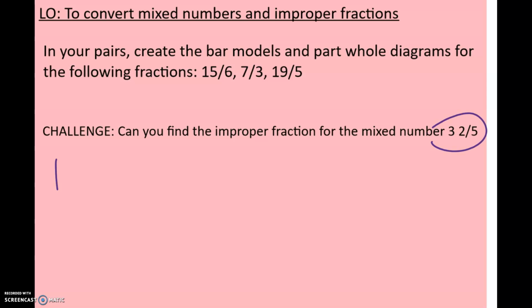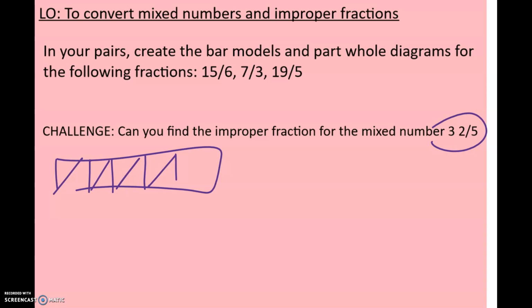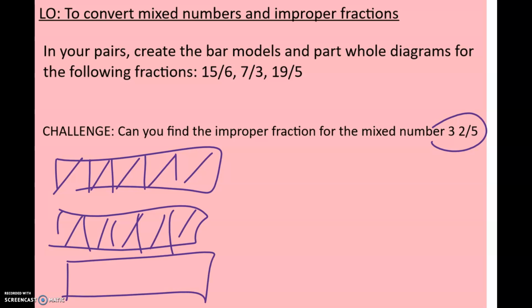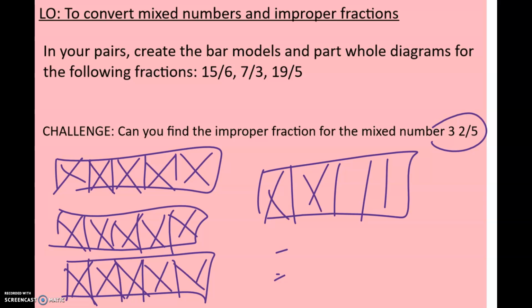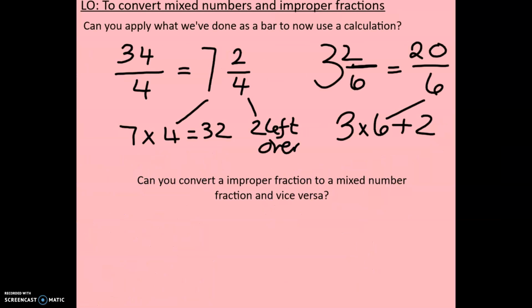So 3 wholes and 2/5. I know from looking at 2/5 that my bar is going to be split into 5. 1, 2, 3, 4, 5. And I know I'm going to have 3 bars all coloured in. And then I'm going to have a bar that's only got 2 sections coloured in. Now I can count to see how many parts that is. 1, 2, 3, 4, 5, 6, 7, 8, 9, 10, 11, 12, 13, 14, 15, 16, 17, which gives me 17/5. So instead of using a bar model every time, I can actually just do some calculations using the information I have in the fractions.